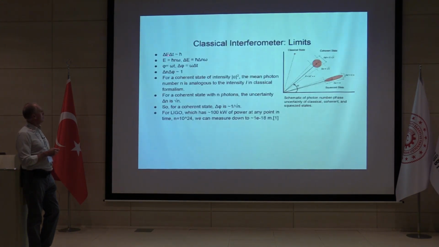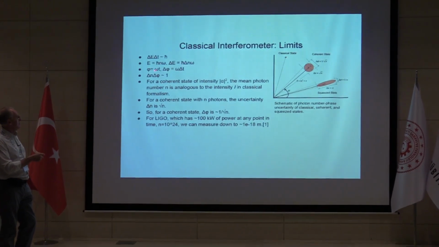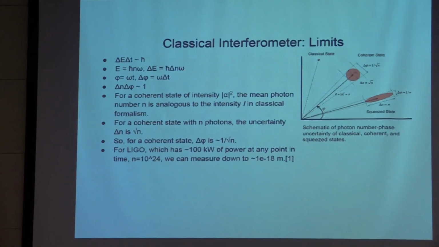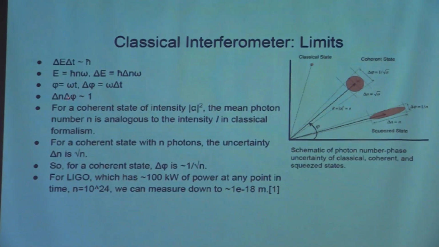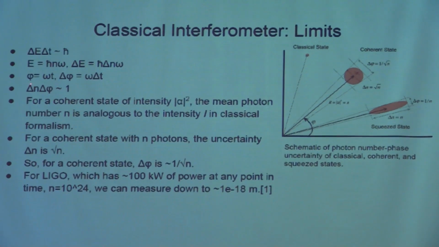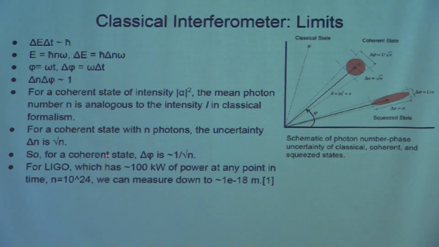Well, we all know that delta E times delta T is h bar. We all know it's the uncertainty relationship, right? So the energy E is h omega times n, where n is the number of photons, then delta E is h delta n omega. Phase shift phi is omega times t, delta phi is omega delta t. So you put it all together, delta n times delta phi is about 1. So delta phi is 1 divided by delta n, right?